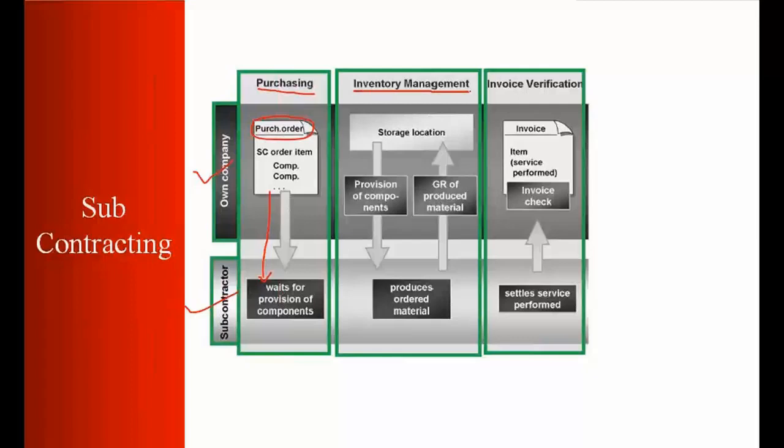From the inventory management point of view, we'll send them the goods, and at the vendor end, the subcontractor end, they will be producing the final material or whatever they're supposed to do. Once it is done, they will send it back to my own company and it will be goods received in the storage location. And finally, from the invoice verification point of view, we'll be paying the vendor or the subcontractor for the invoice.